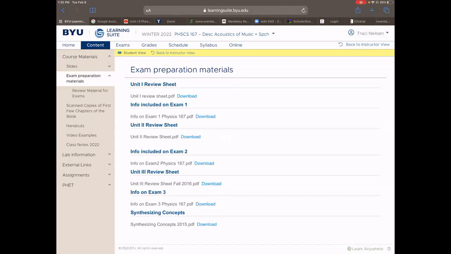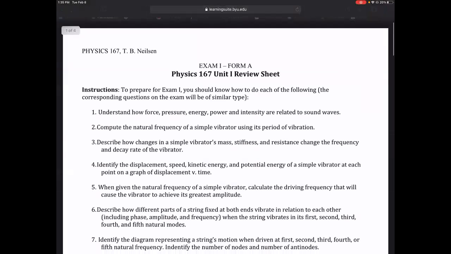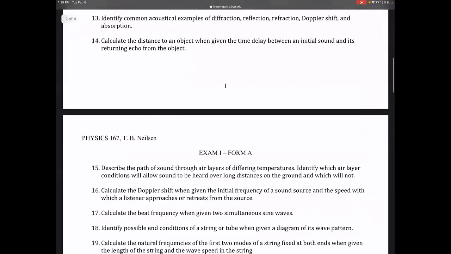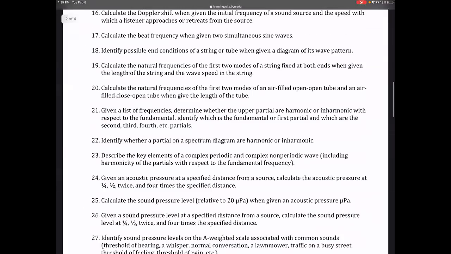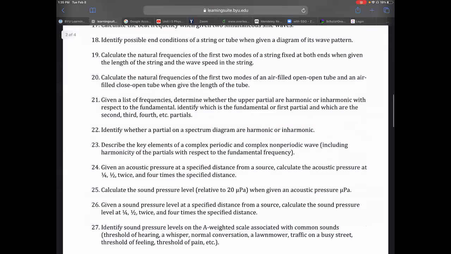Second of all, if you come under Content and then tap on Course Materials, you will see Exam Preparation Materials. This Unit 1 review sheet, if you look at this, there are 40 items. These are the 40 need-to-know items for the exam. So this is what you're going to be worrying about, if you know these things from all of the fun things that we've been learning.